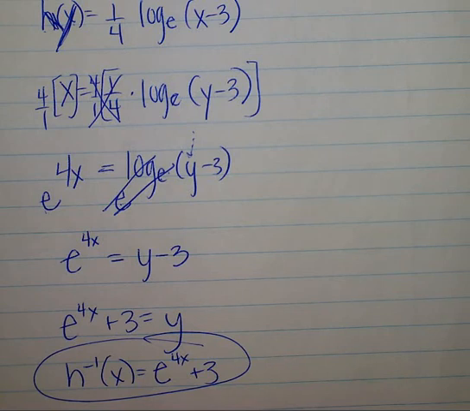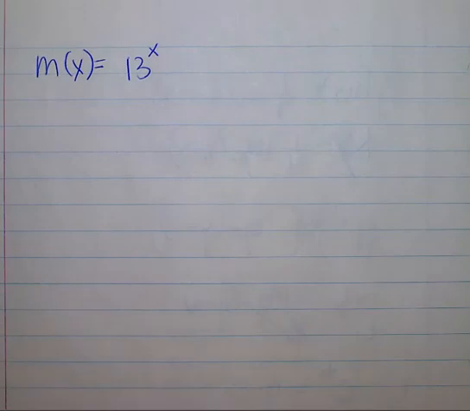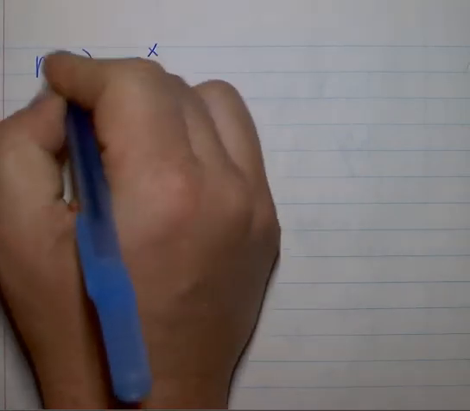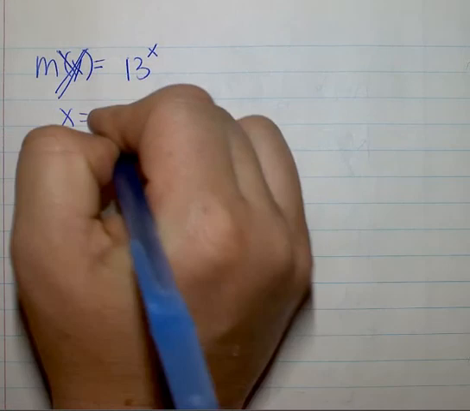Okay? There's one other type of problem. It's no more difficult than what we've been doing. Let's say m of x. So we have m of x equals 13 raised to the x power. We're still finding the inverse. Okay, so my first thing will be to switch the x and y. Remember, this is really a y. So x equals 13 raised to the y.